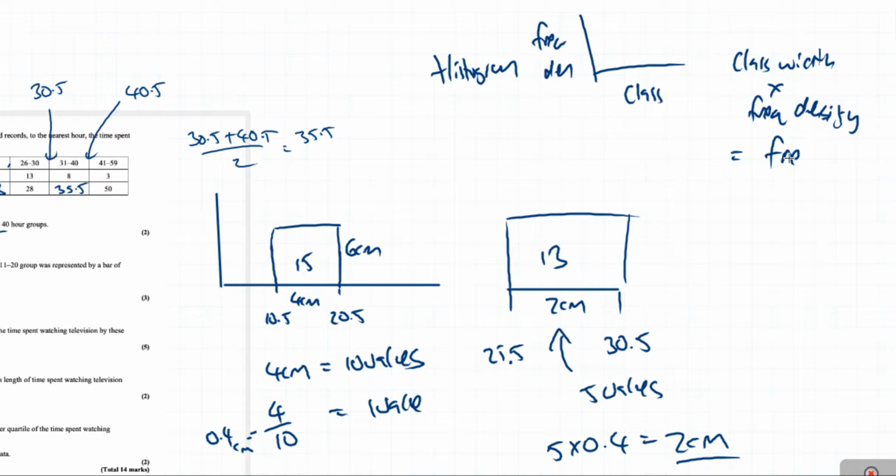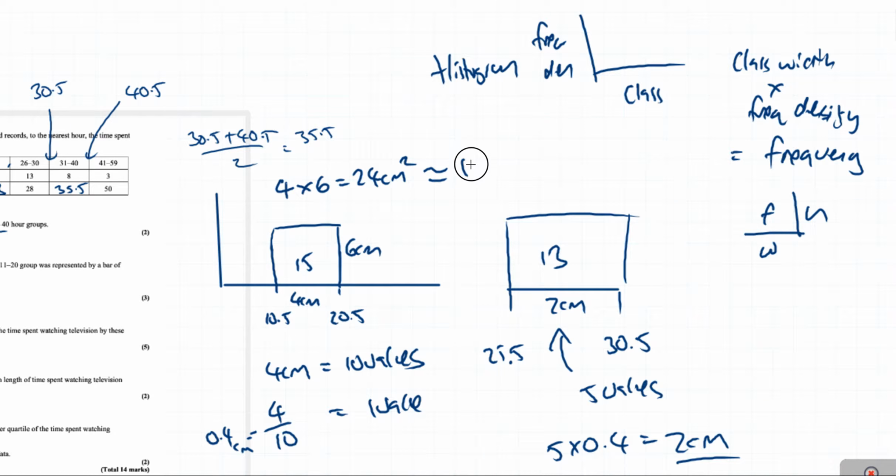And this is a key formula that we will use here, because what it means is basically that the width times the height, because the y-axis is frequency density, is equal to the frequency. So therefore we can use this idea here. We can say that 4 centimeters times 6 centimeters is equal to 24 centimeters squared, and that's the equivalent of 15 values.